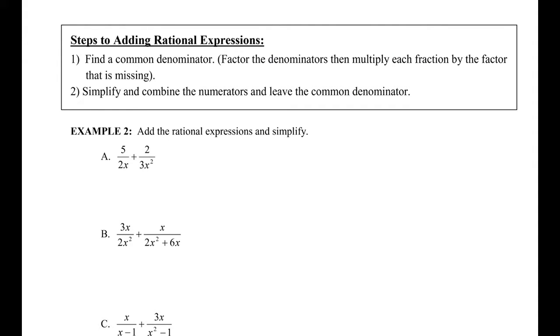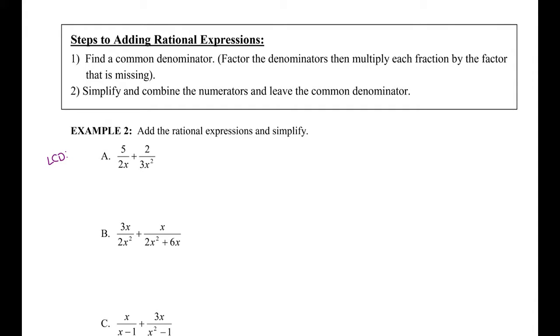On the back or the second side, we're going to be looking at adding and subtracting rational expressions. So the first thing we need to do is find a common denominator. So you're going to factor the denominators and then multiply each fraction by the factor that is missing. So in example A, my denominator is already factored, so I need to find my least common denominator.